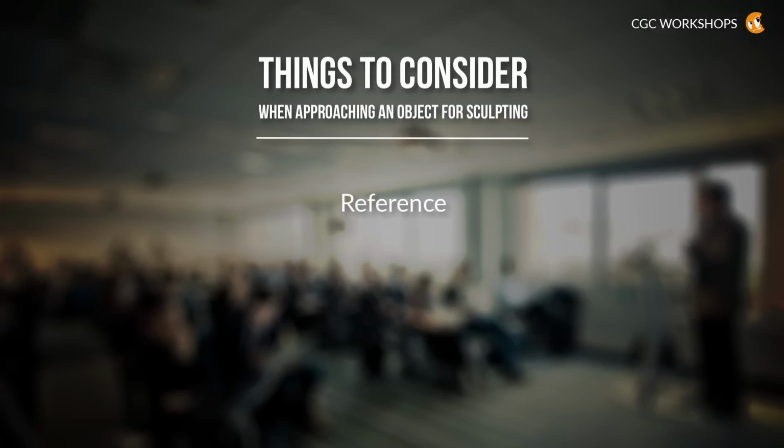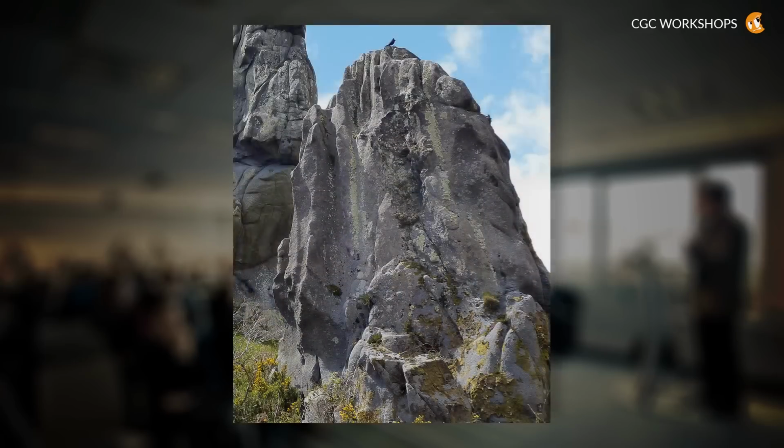The second aspect of approach is the input mesh. Now, I wouldn't say there's necessarily a wrong input mesh, but depending on the object or sculpting task at hand, some input meshes get you where you want to go faster than others. So let's say we're sculpting a rock.